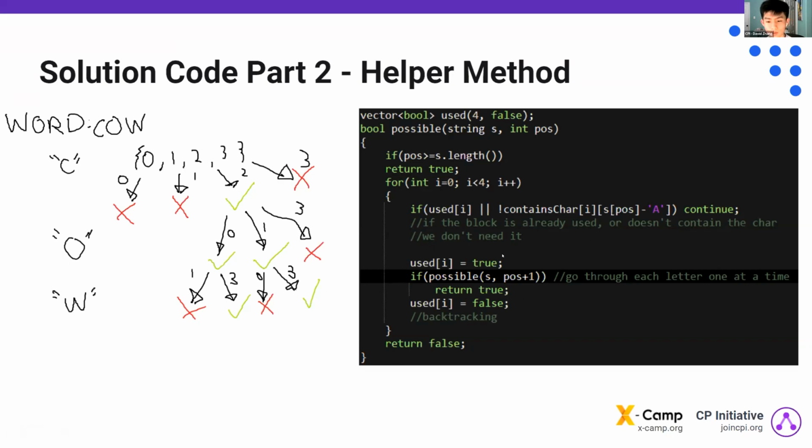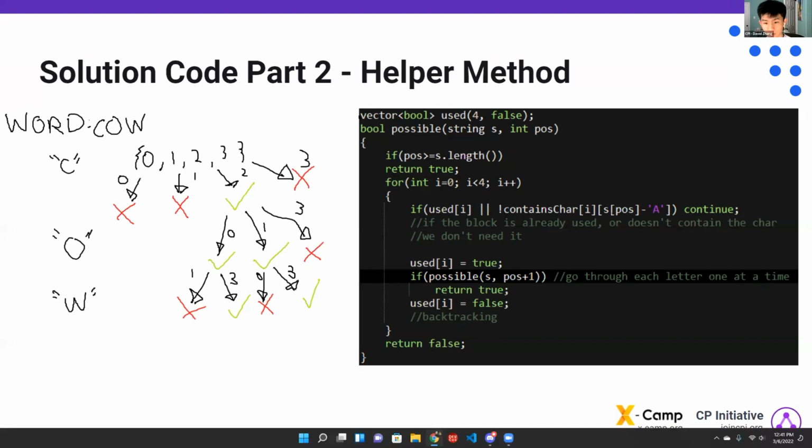And then with backtracking, what it does is before you recurse down the tree, we say that we've used it so that in future recursive steps, we're not going to reuse blocks. And then after, when we're done, we're going to pull out and not use it anymore. Backtracking is a pretty tough topic.